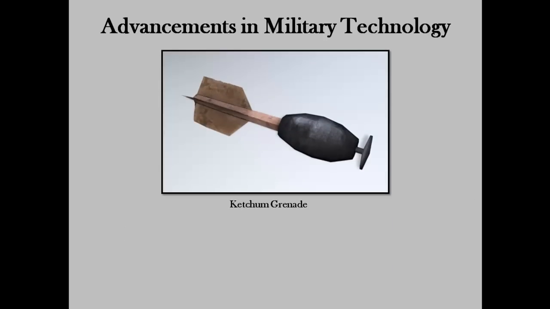We also see grenades during the Civil War. The Ketchum grenade was used by the Union. To work, it had to land on its nose in order to explode. If it did not land on the nose, they would fall harmlessly to the ground, and Southerners would throw them back. Southerners would also catch them in blankets and then throw them back at Union troops. Not terribly effective, but a step towards more deadly weapons of war.